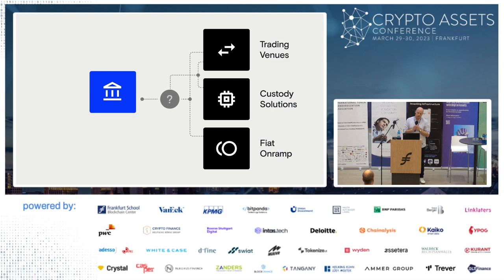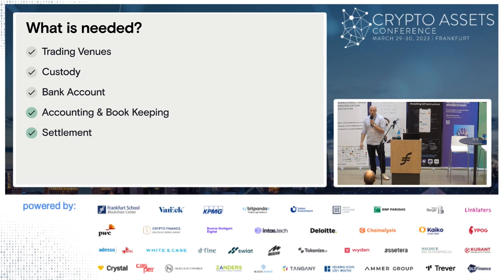So we are expanding our checklist here. We need accounting and bookkeeping functionalities. We need settlement processes so that there are always enough funds on the trading venue, and also so that if something is traded, it is also transferred to the storage, to the custody.